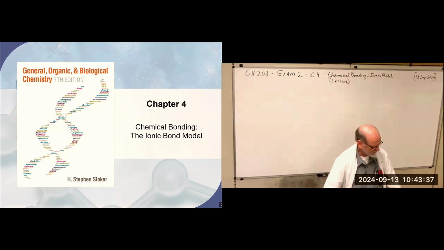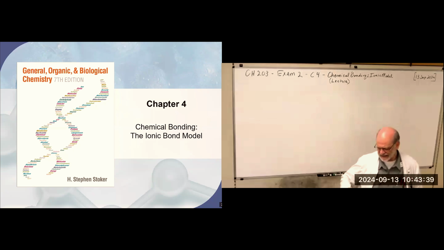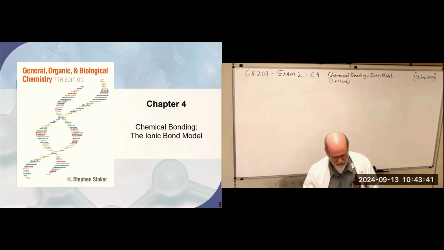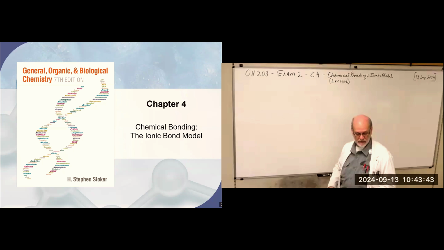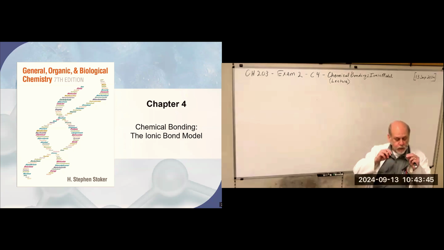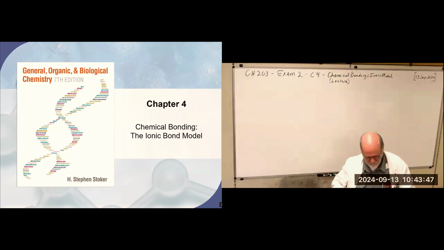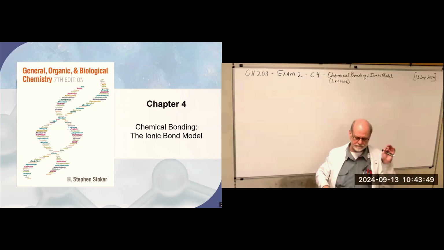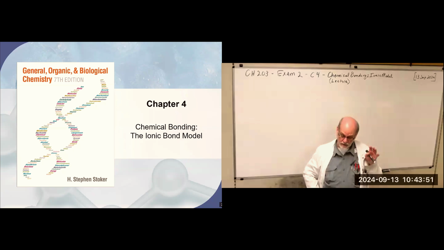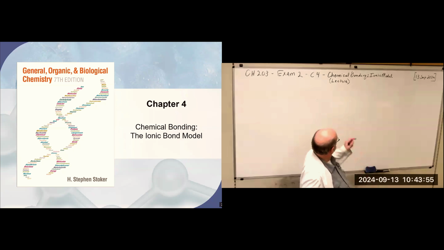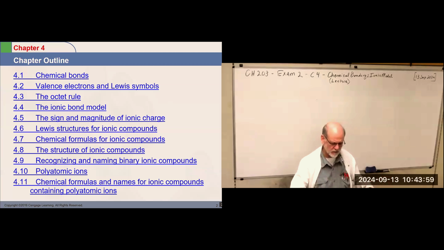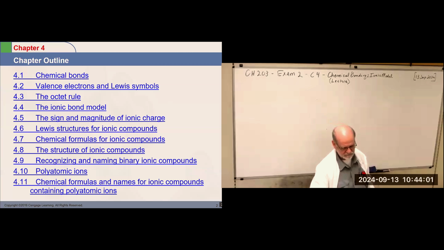Chapter 4, we're going to talk about chemical bonding. What constitutes a chemical bond and how do we use it to describe chemical changes? That's good. All right. As a general outline, we'll get to those eventually.